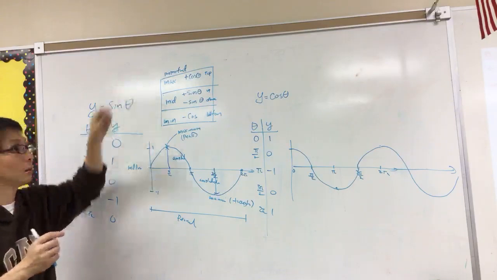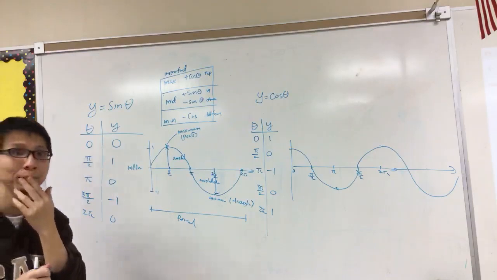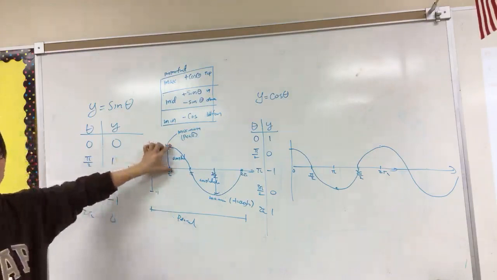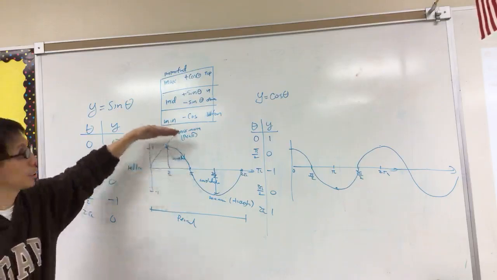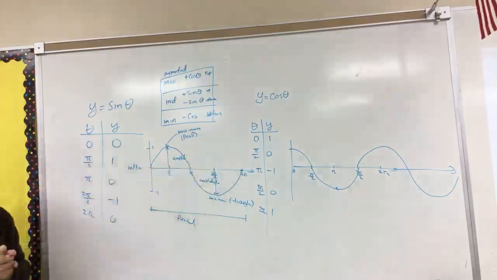Can I take a picture? Yes, you can take a picture of this if it can help you. What's the line that goes from the peak to the midpoint? This is called amplitude. Amplitude is how high it is from the midline to the maximum, or midline to the minimum, the distance.